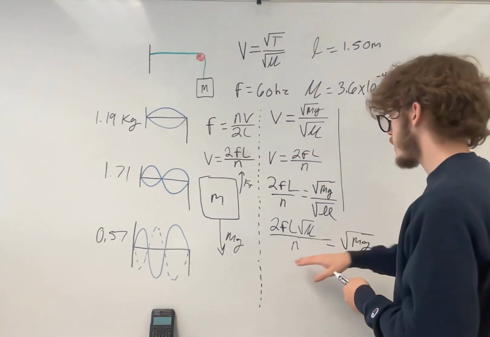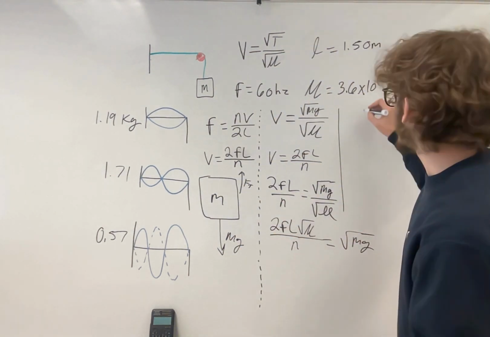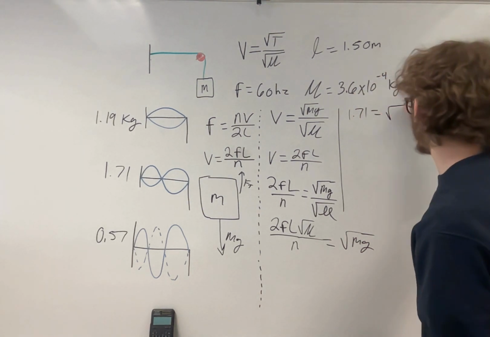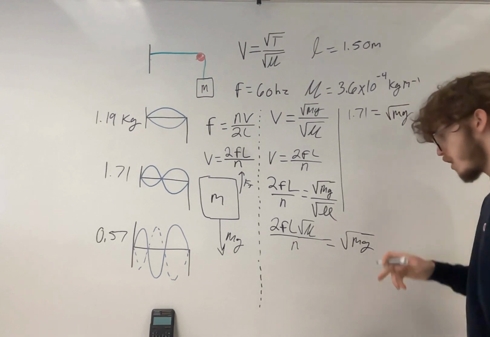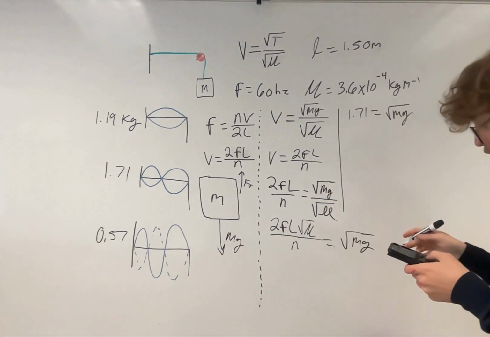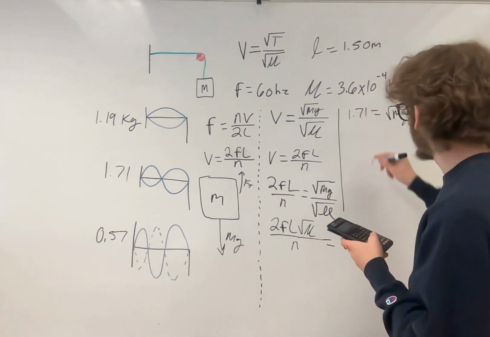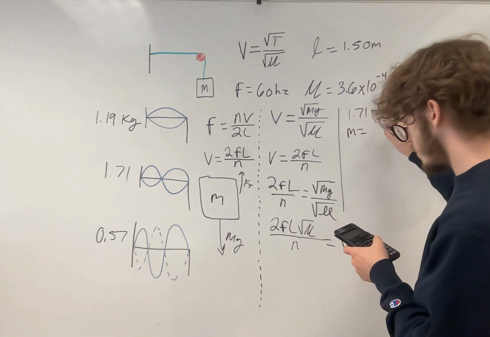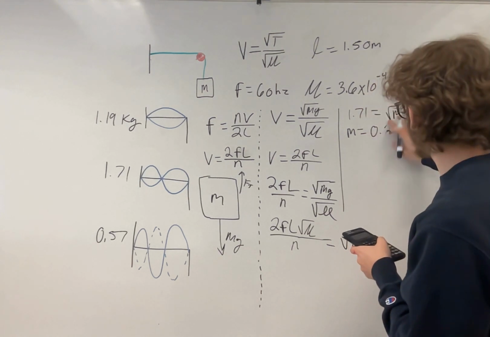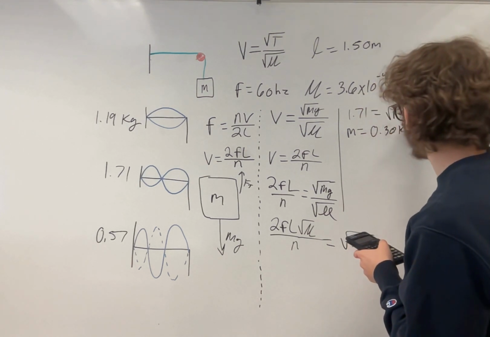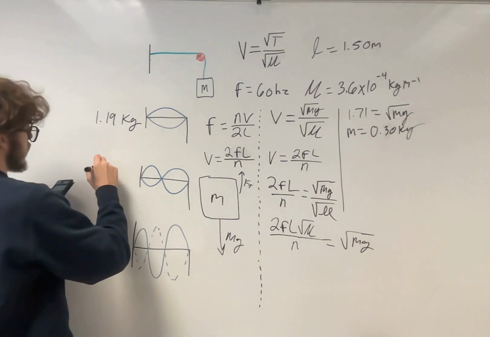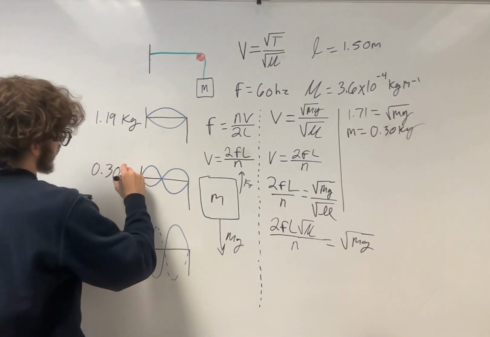So the second harmonic, we got this whole value here to be 1.71. Okay, we're going to equal that to the square root of mass times gravity. All right, same process. We are going to take the square of both sides, divide by gravity. We're going to see that mass here is equal to 0.2, or we'll round it to 0.30 kgs. So the mass you need for the second harmonic is a lot lighter, 0.30 kgs.